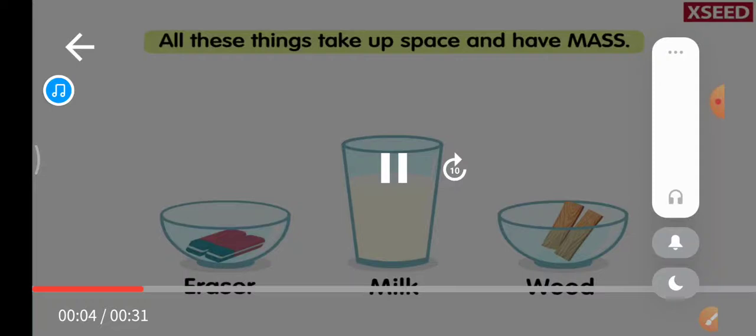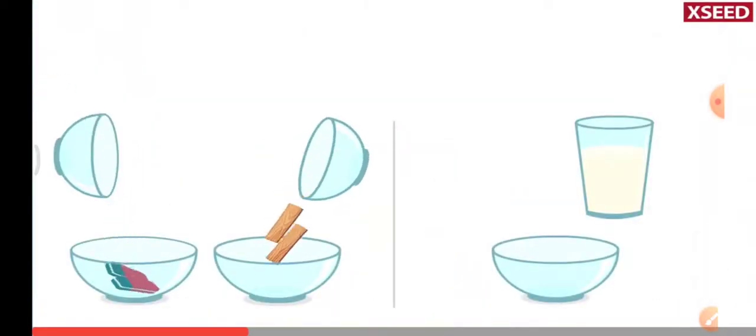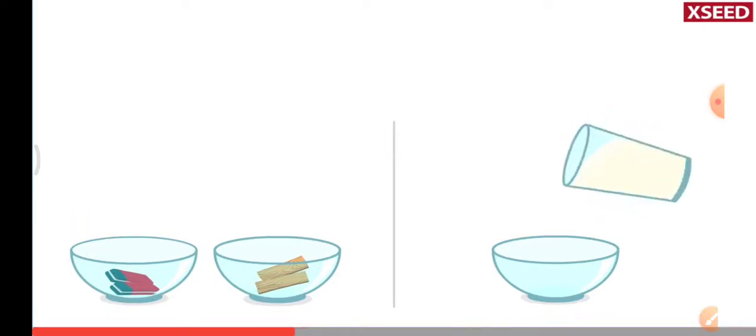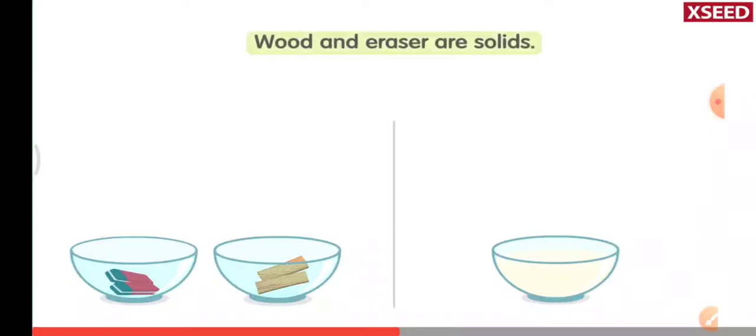And have mass. Wood and eraser are solids that have fixed shape and size, and they cannot flow.